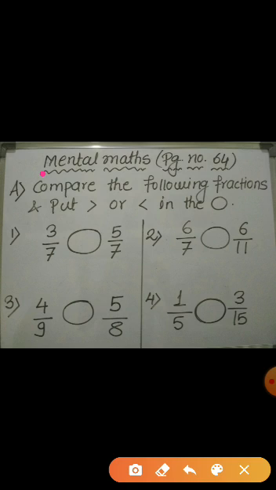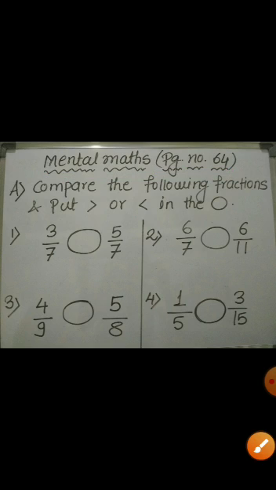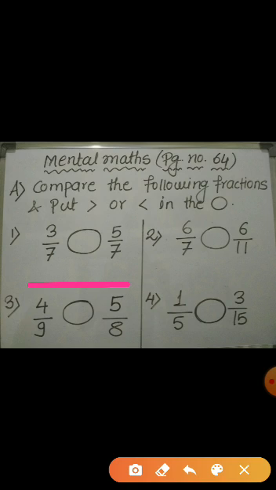Now let us discuss mental maths based on the comparison given in your textbook on page number 64. Here we have to compare the following fractions. Now see the first fractions, 3 by 7 and 5 by 7. Now what you observe from this fraction? Yes, these fractions are the like fractions, right? Because they are having same denominators. But the numerators are different, so we need to compare the numerator. Now in 3 and 5, 5 is more, right? And we know that fraction with greater numerator is always greater. Hence, the fraction 5 by 7 is greater than 3 by 7. That is, 3 by 7 is less than 5 by 7.